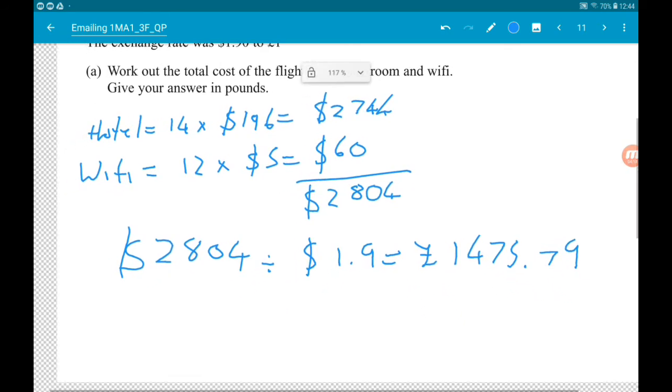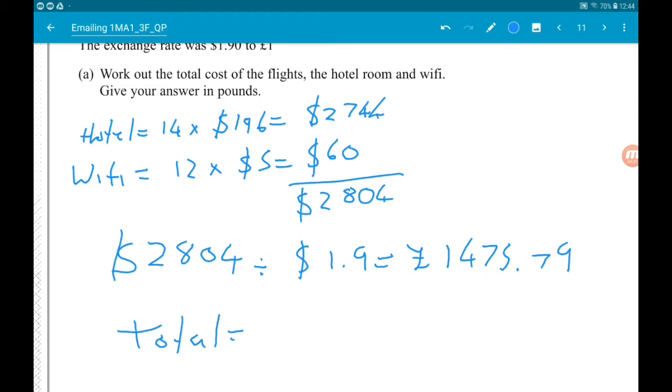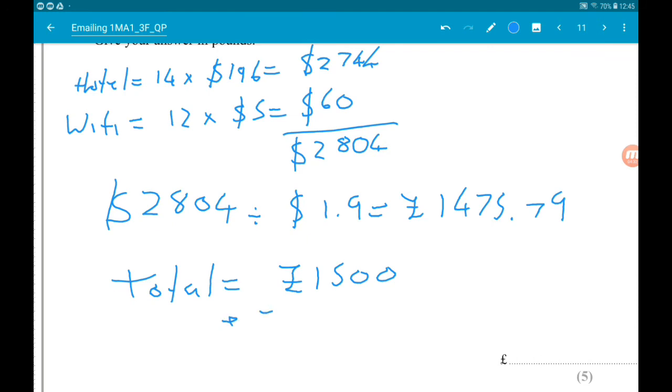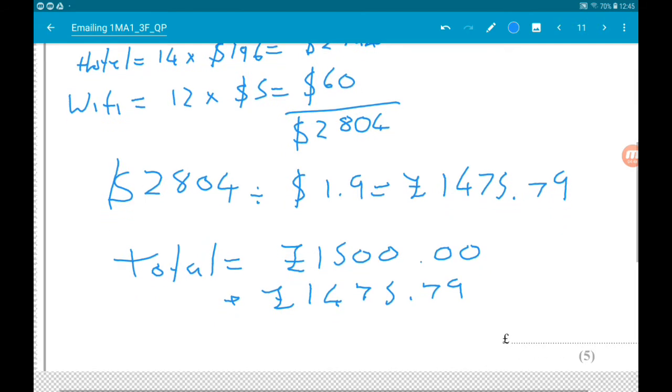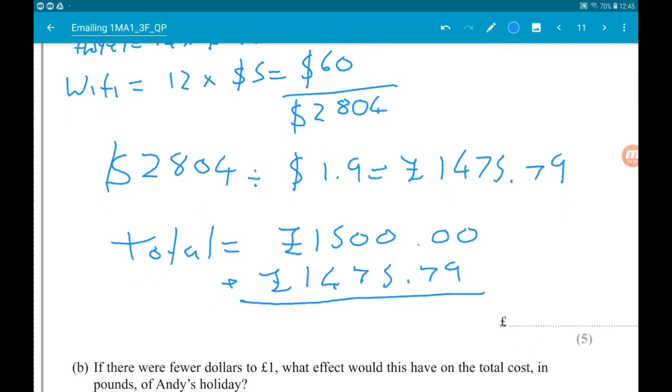So the total cost is the 1,500 add 1475.79, and that is going to give us 2,975 pounds and 79p.